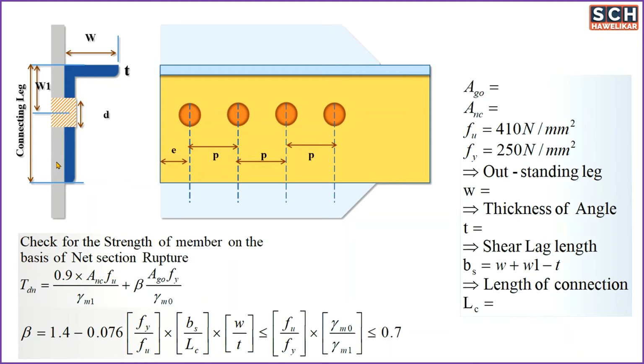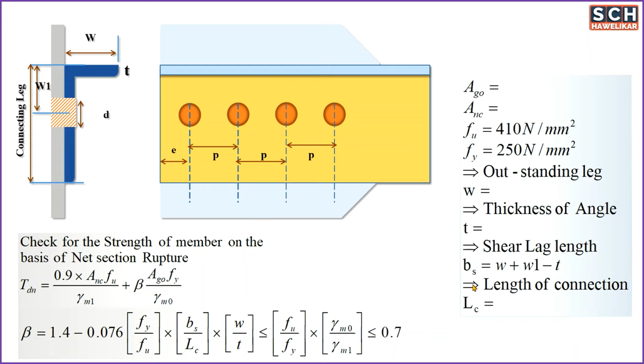And ANC is the gross area of the connecting leg. Sorry, as we are providing the bolt, it will become the net area of the connecting leg. So AGO is the gross area of the outstanding leg, and ANC means the net area of the connecting leg. If the steel plate is of grade Fe 410, then Fu becomes 410 Newton per mm square and Fy will become 250 Newton per mm square. The outstanding leg will be W, and the thickness of the angle will be T, as shown in the diagram.